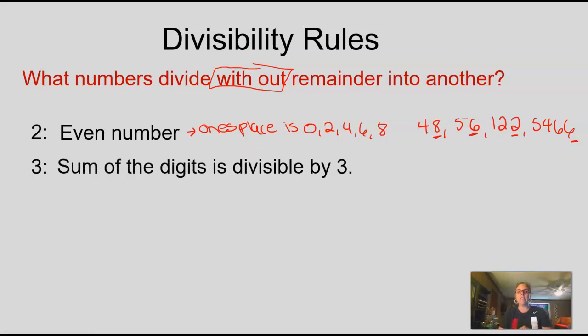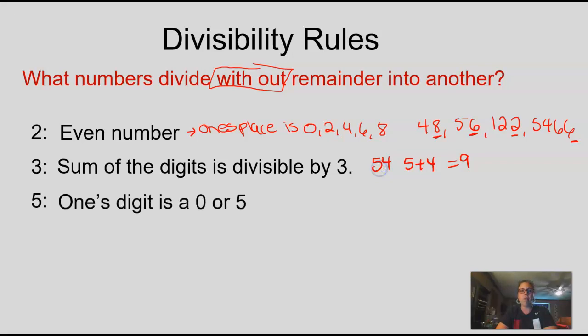All right, 3s. This is one of the easier ones to use, the one we normally forget about. The sum of the digits is divisible by 3. Remember, if I have 54, I add 5 plus 4 because these are each digits, and that equals 9. So 3 will go into 9 without a remainder, so it'll go into 54 without a remainder.